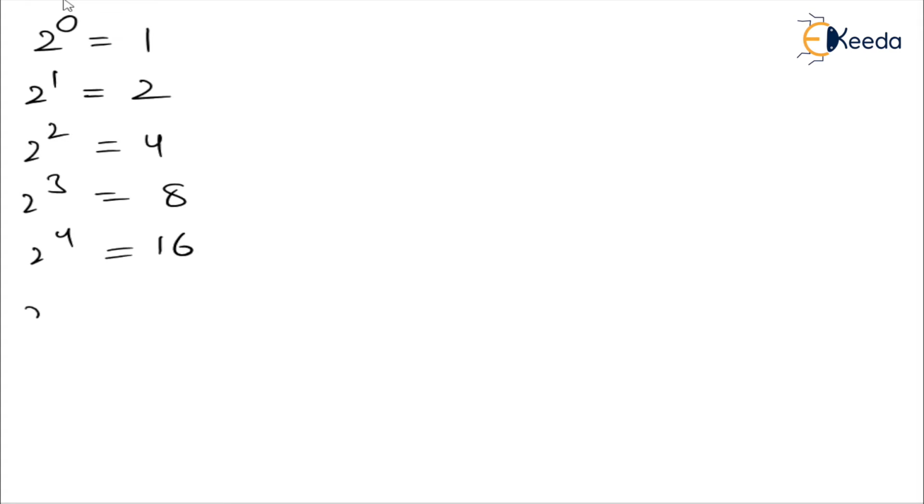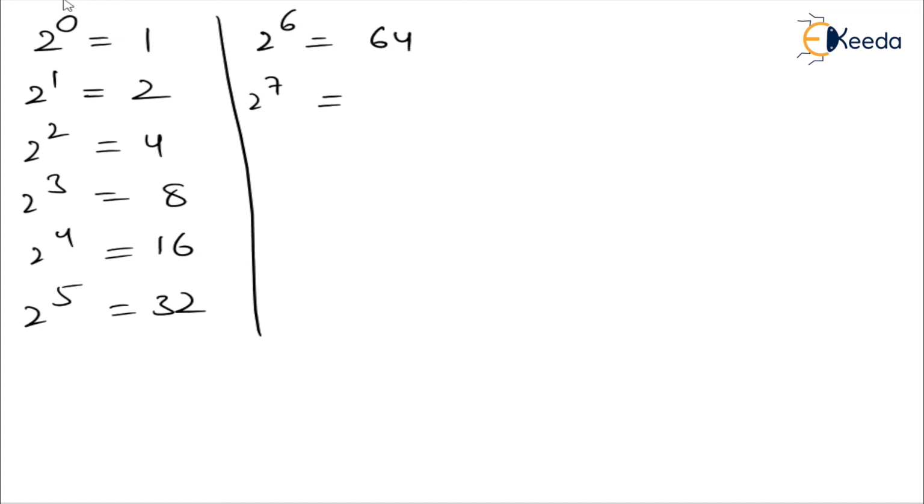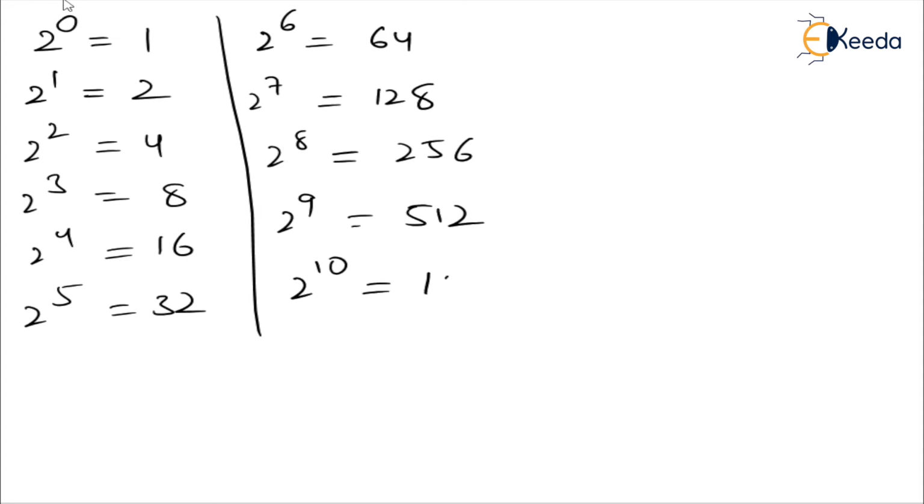Please pay attention. If you want to know about the bits, see, 2 power 0 is how much? 1. 2 power 1 is how much? 2. 2 square, 4. 2 cube, 8. 2 power 4, 16. 2 power 5, 32, right? 2 power 6, how much? 64. 2 power 7, 128. 2 power 8, 256. 2 power 9, 512. 2 power 10, 1024, that is equal to 1k. Now you tell me 2 power 11, how much?